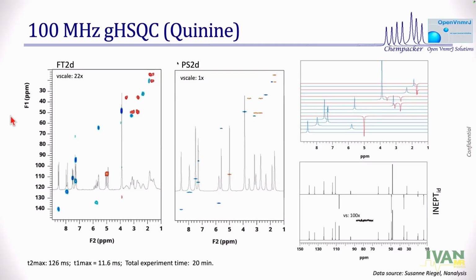This is a 100 megahertz HSQC on a quinine non-analysis data. That is your FT2D. The total experiment time was 20 minutes. I think there's 40 increments, 20 minutes acquisition. Probably a loaded sample, doesn't matter. So that's a pure shift spectrum. Not the pure shift, not the HSFT, not these phases.